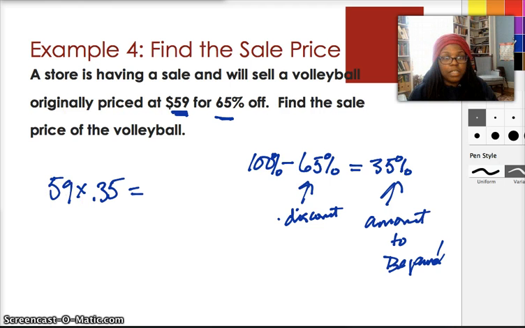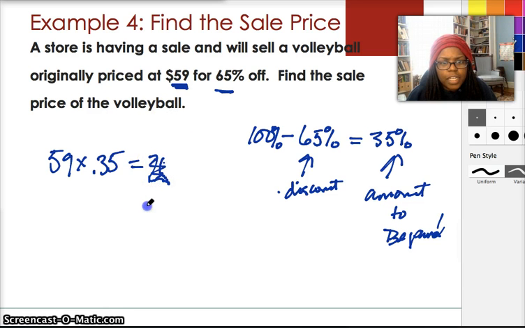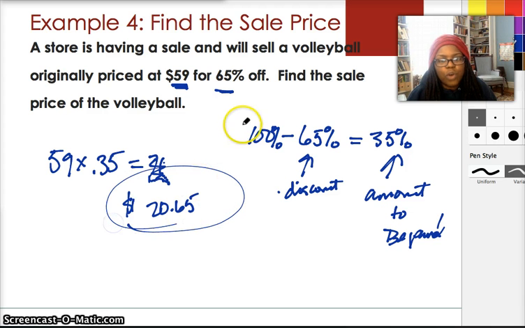So I'm going to actually do that. I'm going to take 59, multiply it by 0.35, and I'll get my answer. And that answer is $20.65. So this is the final cost.